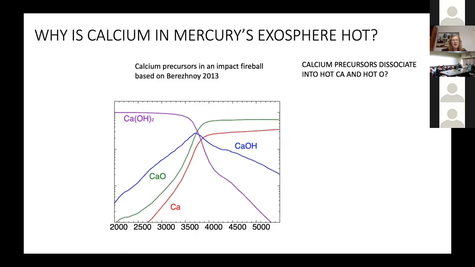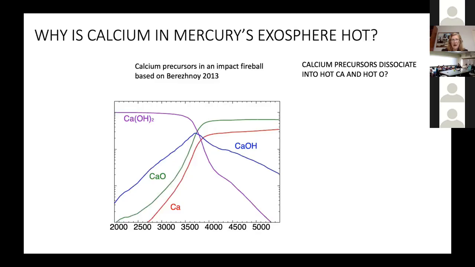So we also found out that calcium in Mercury's exosphere is extremely hot. We knew this from ground-based observations we took from the Keck. And from the scale height, we knew that calcium was at least 20,000 Kelvin. Any temperature above that doesn't really affect the scale height because it's just escaping. But Matt Burger deduced that the temperature of calcium is 70,000 Kelvin. But of course, it can't be that hot. It has to be non-thermal.